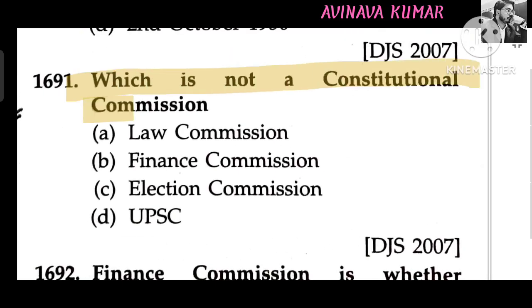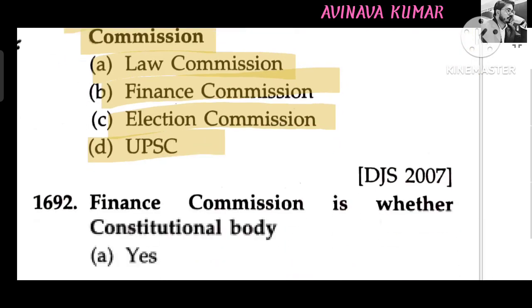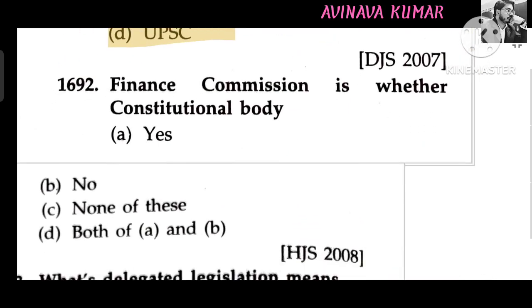Which is not a constitutional commission? Law Commission. Finance Commission, Election Commission, UPSC are constitutional commissions. Is the Finance Commission a constitutional body or not? Yes.